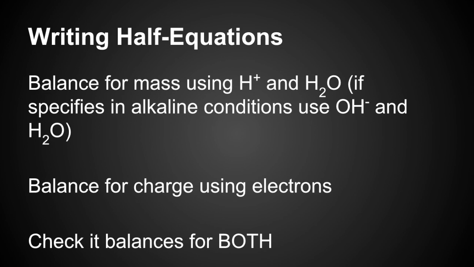Writing half equations, so typically you would balance for mass using H plus and water. However, if it does specify it's in alkaline conditions, you use hydroxide ions and water. So I normally do that first. I then look at the charge on each side of the arrow, get it the same using electrons, and make sure both balance.